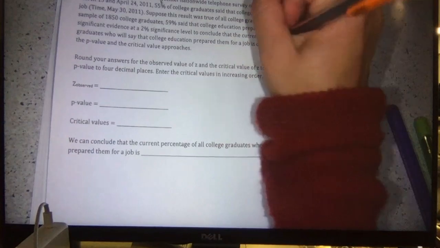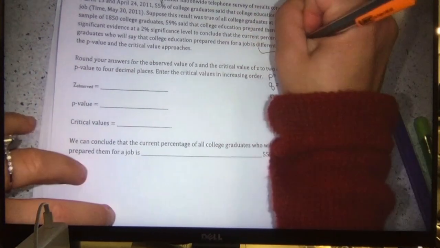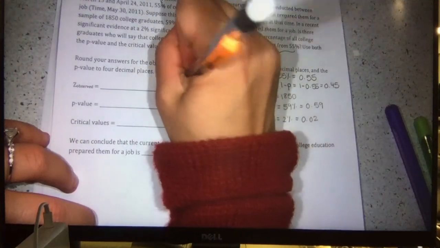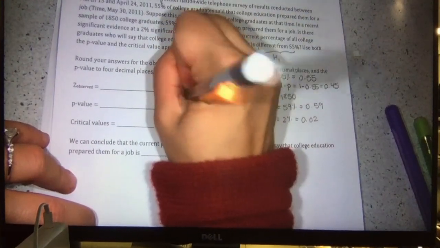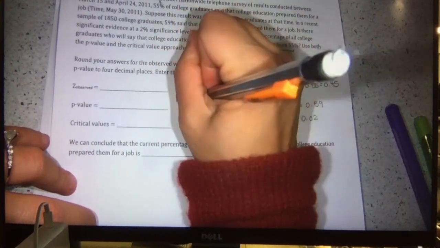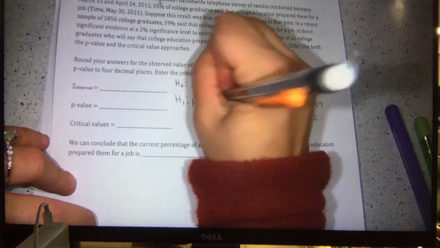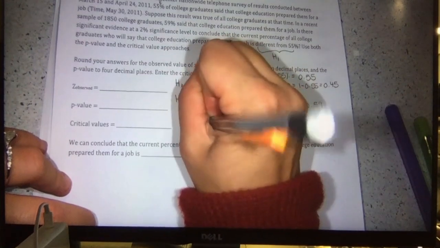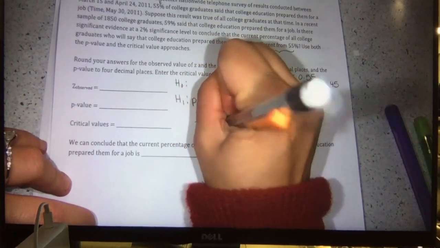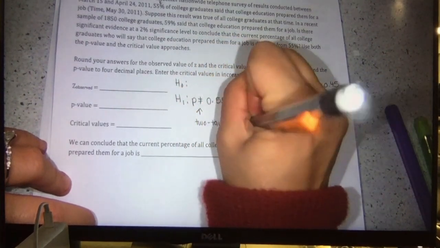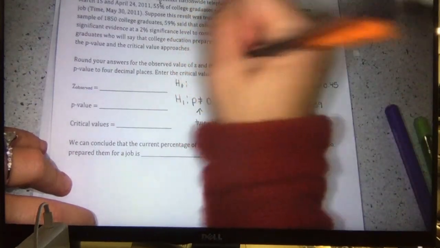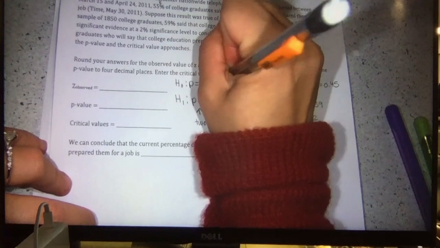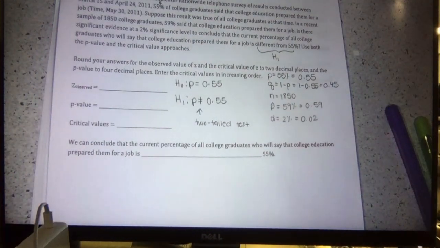It says is different from 55%, so this is our alternative hypothesis. Is different from means that our p is not equal to 0.55. That's going to tell us it's a two-tailed test. Our p is equal to 0.55 will be our null hypothesis.